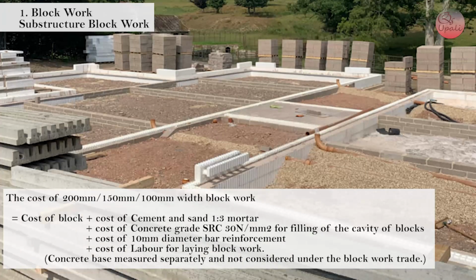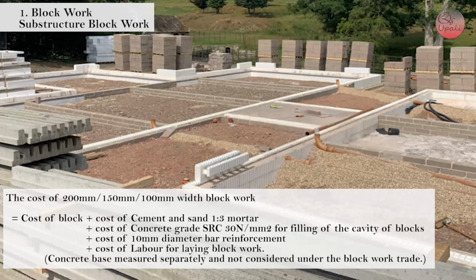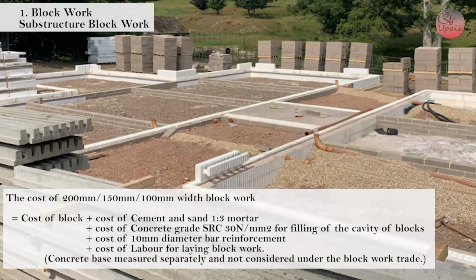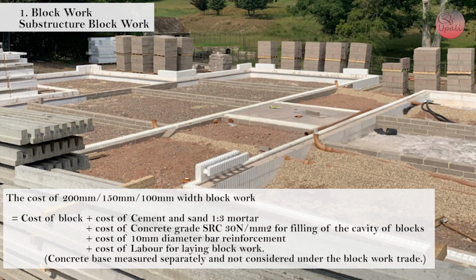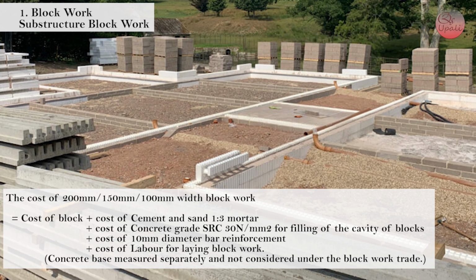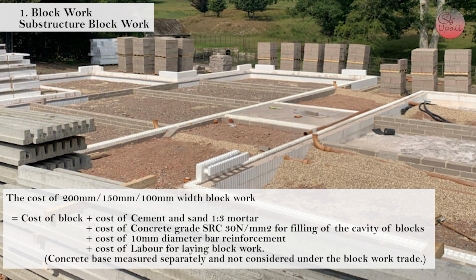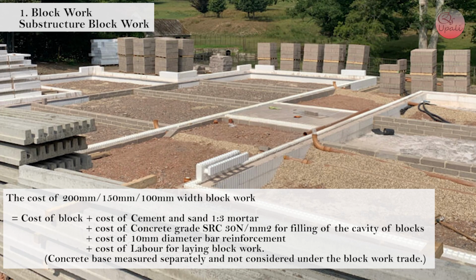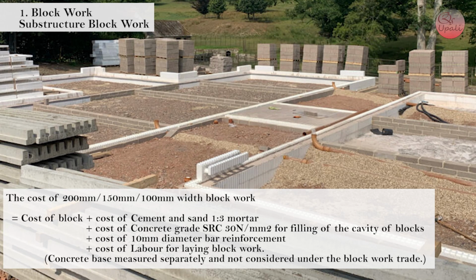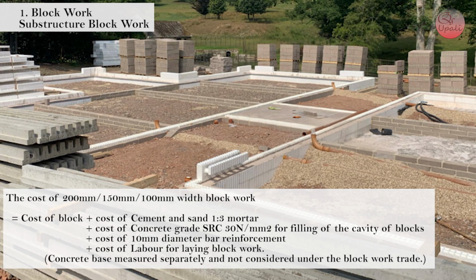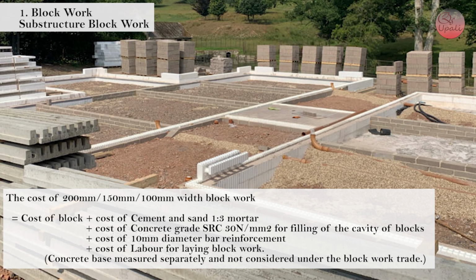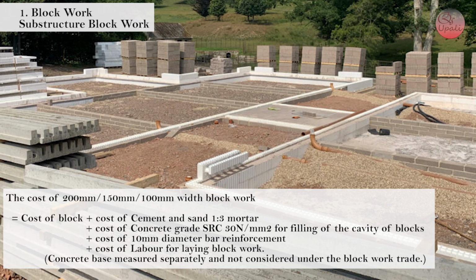The cost of 200 mm, 150 mm, 100 mm wide blockwork equals cost of block plus cost of cement and sand 1:3 mortar plus cost of concrete grade SRC 30 Newton per millimeter square for filling of the cavity of blocks plus cost of 10 mm diameter bar reinforcement plus cost of labor for laying blockwork. Concrete base is measured separately and not considered under the blockwork rate.